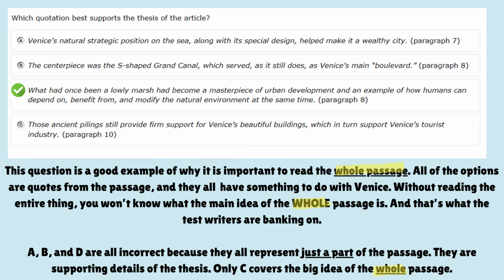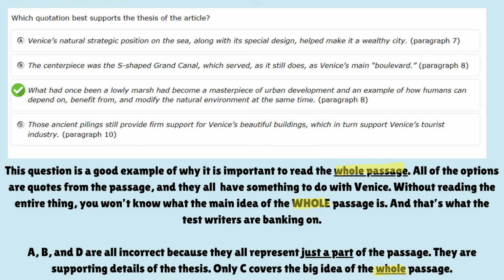Without reading the entire thing, you won't know what the main idea or the thesis of the whole passage is. Because to say that the thesis is Venice, that's not accurate. The topic is Venice, but the thesis is the main point, the main idea, the main focus. And that's what the test writers are banking on, that some people will not read the whole passage and therefore will have no idea what the thesis is. But if you did read the whole article, then you probably picked up on the thesis.